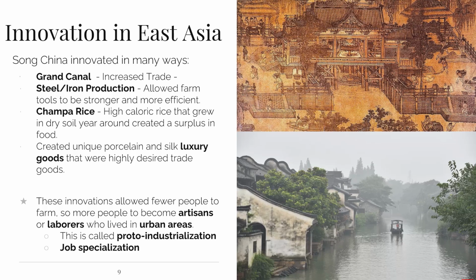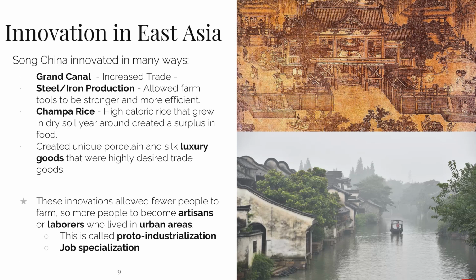Champa rice. I mean, this is last year. This is the very first question, multiple choice wise, was about Champa rice. So there is a very high likelihood that you could see something on the test about this. It's just one of those terms that is very specific and distinct to this time period, in particular with East Asia. It was a high calorie rice that grew in dry soil throughout the year. It was a drought resistant type of rice.